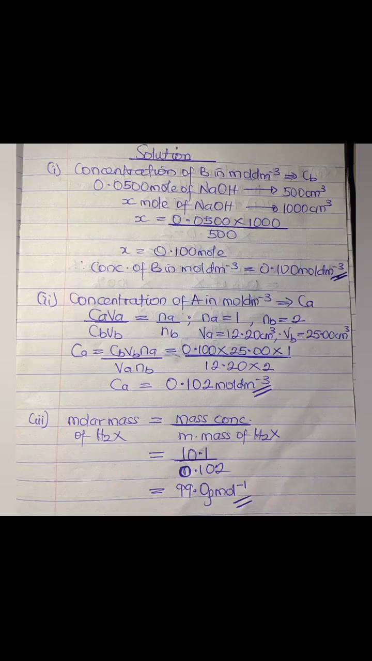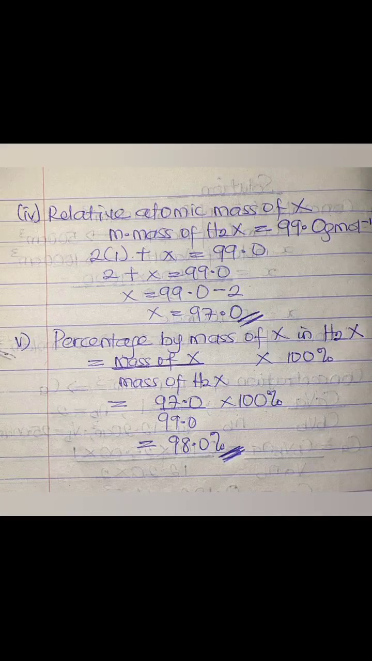Obviously, if you add all the relative atomic masses, it always gives us the molar mass. So how do we get X? This is how we get X. The next slide says H2X: 2 times 1, H is always 1, plus X is equal to 99.0. So 2 plus S is equal to 99.0. That means my S is 99.0 minus 2, so my S is 97.0. The percentage by mass of X is going to be mass of S over mass of the whole thing together. That's 97.0 over 99.0.